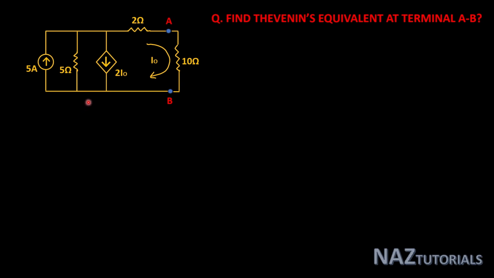Hello everyone. This is an example of a dependent source circuit where we will find the Thevenin equivalent at terminal AB. For getting the Thevenin equivalent, we will calculate VTH and RTH. VTH is basically the open circuit terminal voltage of the AB terminal, and for calculating the RTH, we will see two methods where we will calculate RTH in each method, which will be discussed in the coming discussion.